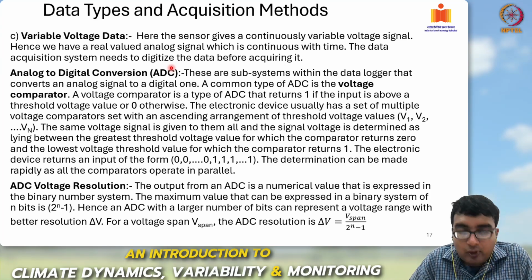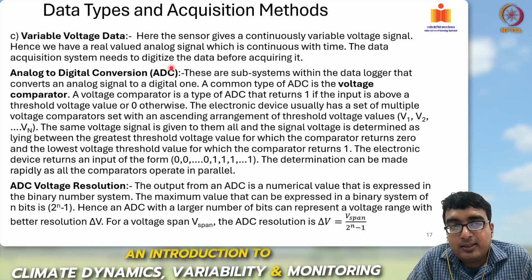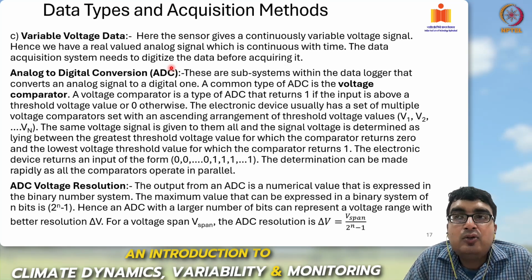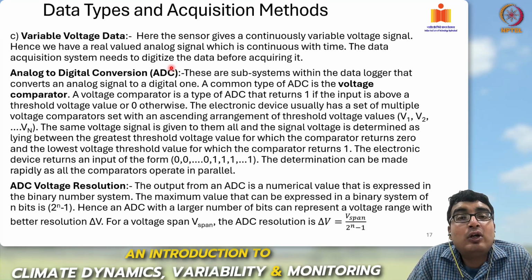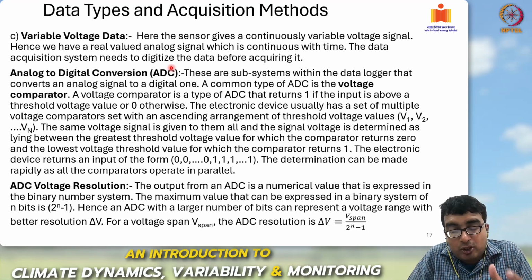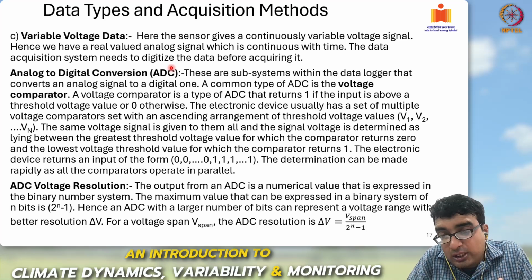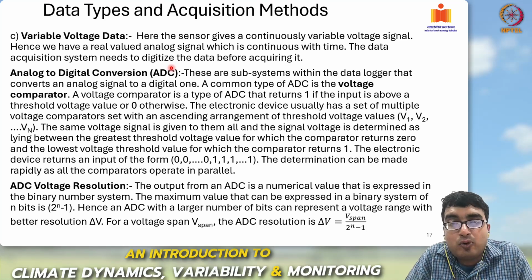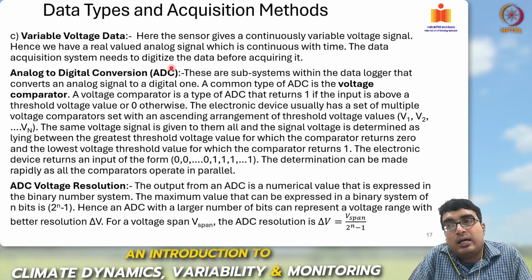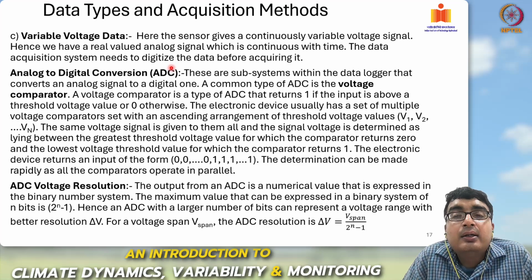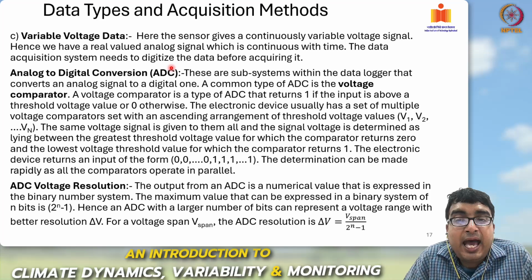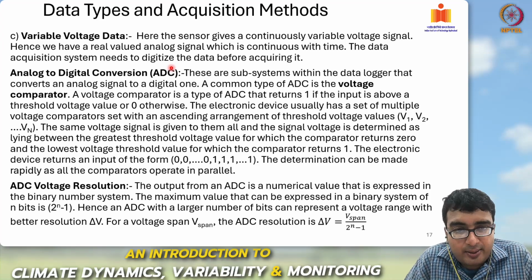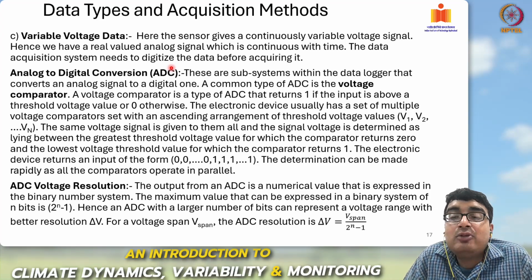We have a continuous voltage signal coming from your sensors and we want to convert it into discretized data. How do we do it? One method is using a voltage comparator. A voltage comparator is an electronic circuit which returns 1 as output if the voltage is above a certain pre-programmed threshold value or 0 otherwise. This is good, but how does that help? The electronic device usually has a set of multiple voltage comparators set in an ascending arrangement of threshold values.